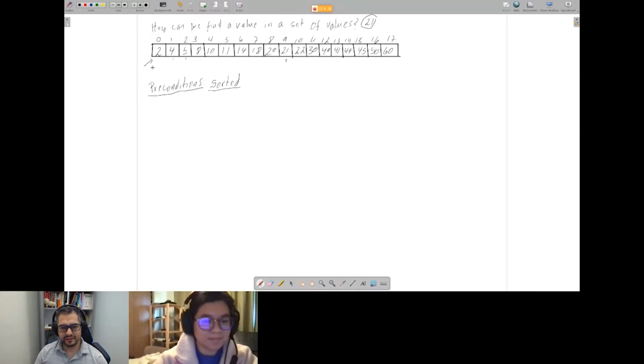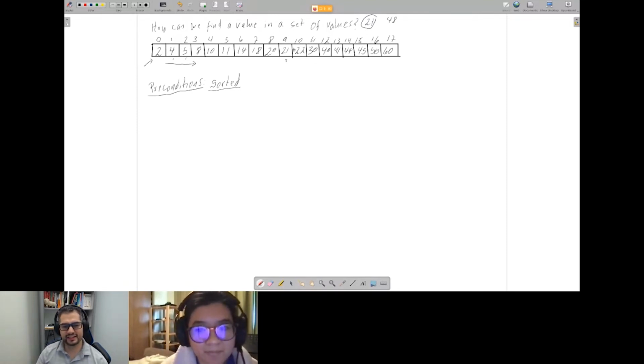So the worst case scenario, if I'm looking through the array sequentially, is that I don't find the value. Let's say I'm looking for 48. I go and check each one of these buckets, and then I don't find it. And I checked 18 places just to find out that my value is not there.